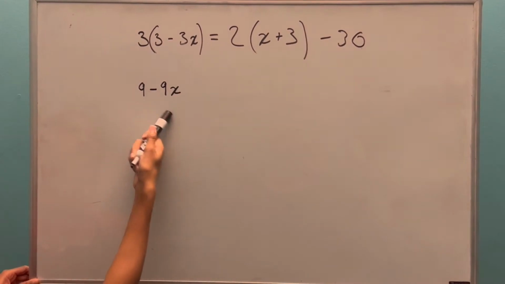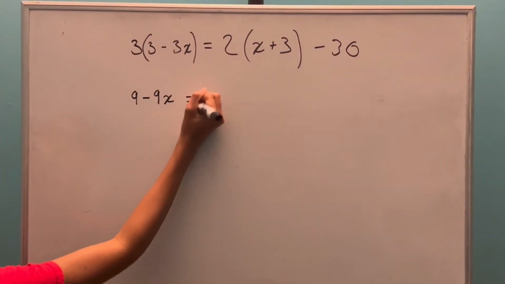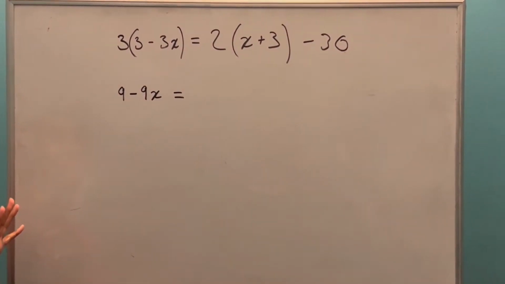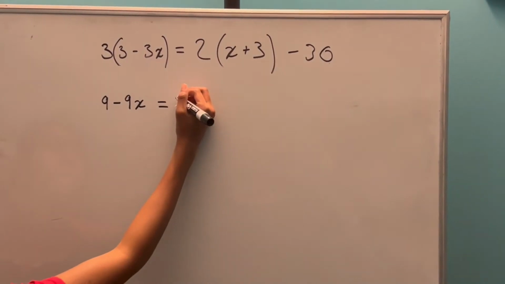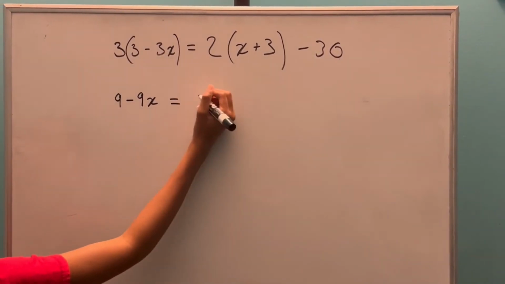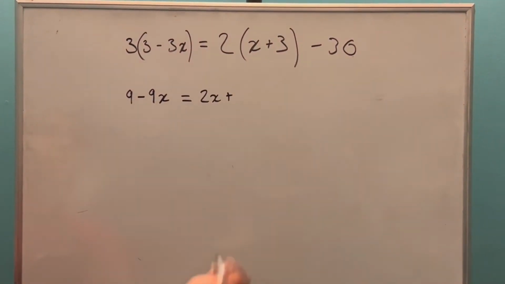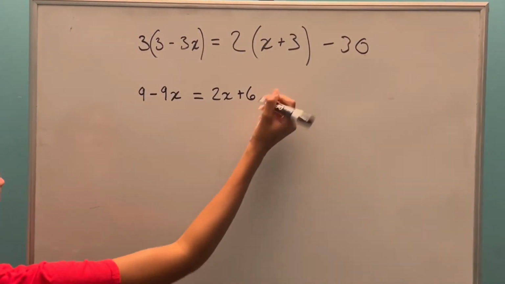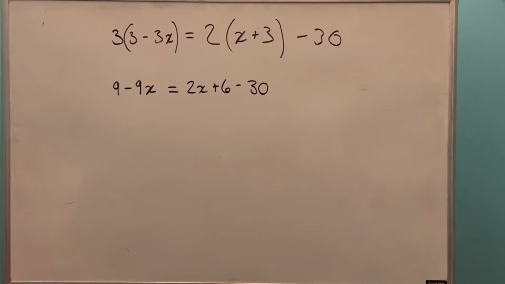So this is our first equation. We already distributed everything on the left side, so there's nothing left to do. Let's focus on the right side: 2 times the quantity of x plus 3, minus 30. How do you simplify that? 2 times x is 2x, plus 2 times 3 is 6. And we just bring the negative 30 down, because you can't combine it with anything right now.